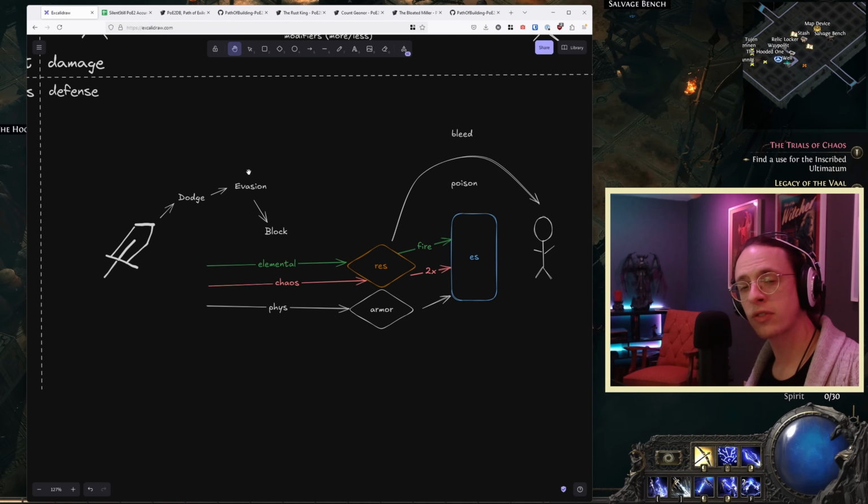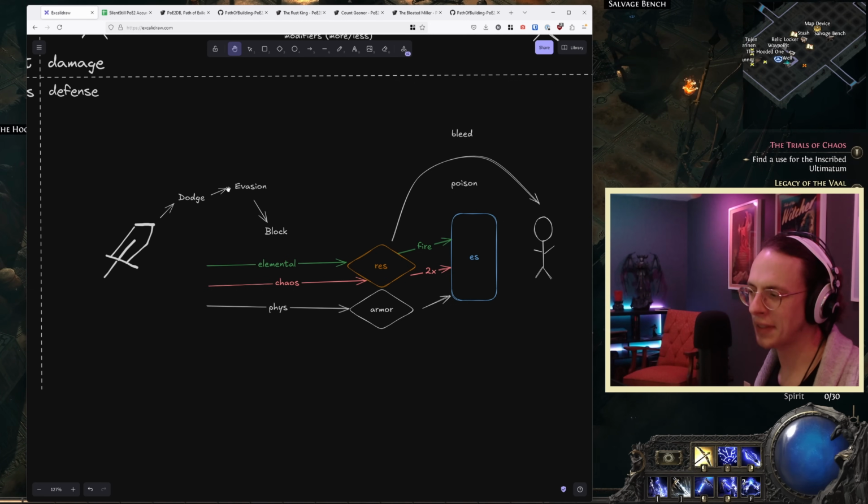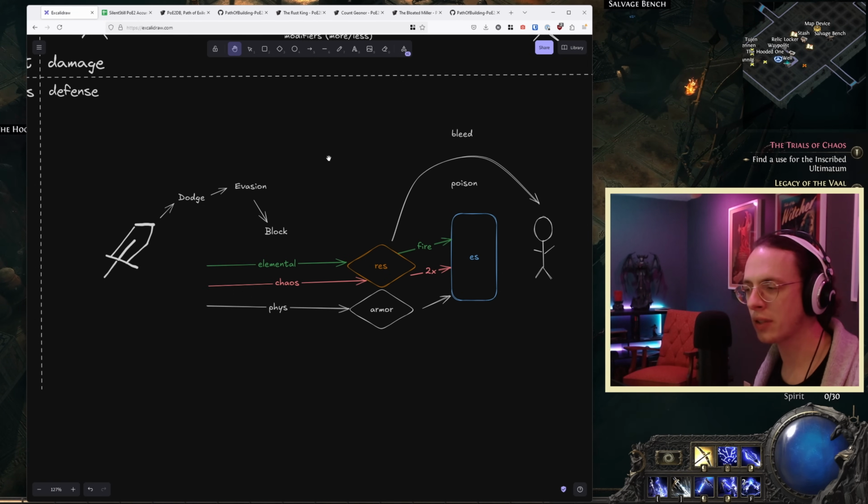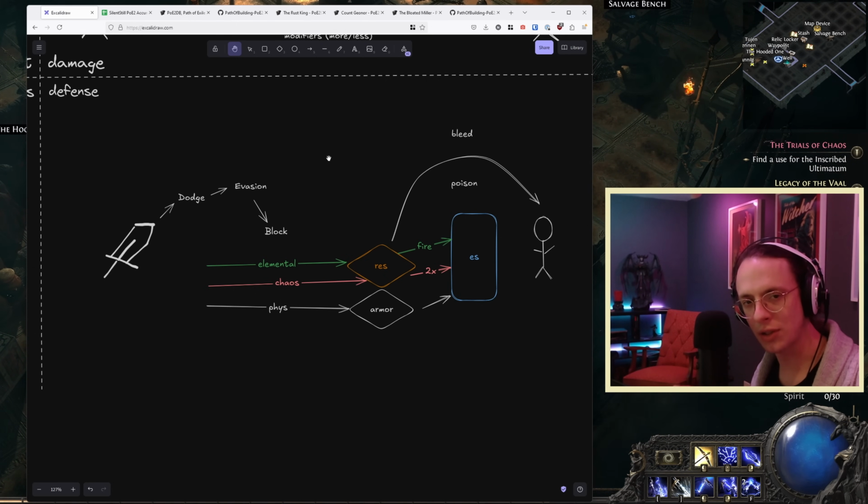Let's jump in. From the defender's perspective, evasion is kind of the second thing that happens when you are hit with an attack or a projectile. In general, AoEs and boss slams can't be evaded unless you're using the acrobatics passive, but we'll talk about that a little bit more later. For now, there are a couple things I want to talk about in regards to the evasion check in particular.